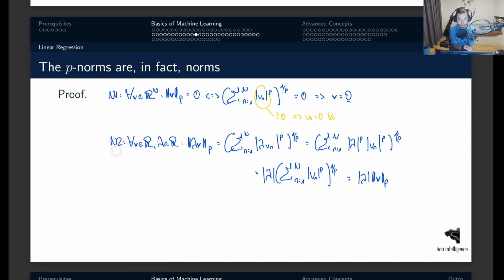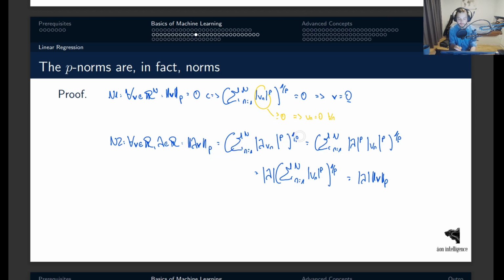Now we want to show N2, the absolute homogeneity of the p-norms. And for this we show that the magnitude with respect to the p-norms of the scaled vector lambda times v is equal to the absolute value of lambda times the magnitude of v. And we can easily show this by just writing out the definition of the p-norms.